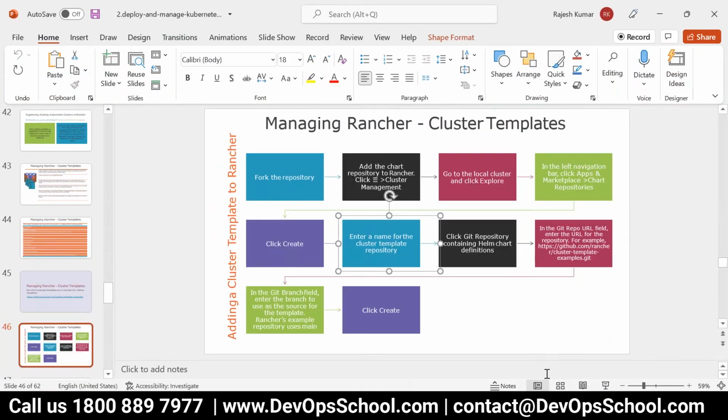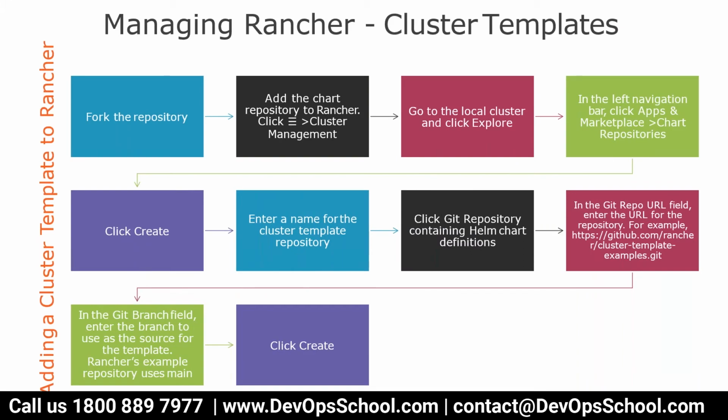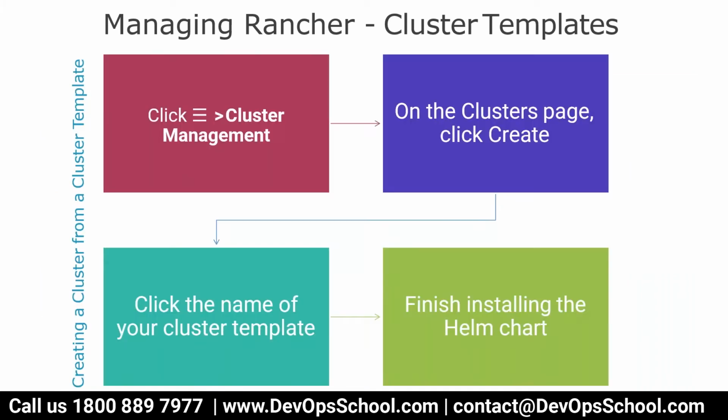So here, in the git branch field, I did this and created. So this is the template creation process. First thing you have to do if you want to create a cluster template is have a Helm chart. That's the easiest way, then follow the steps and you will be able to do that. Now after that, you have to go to cluster management.